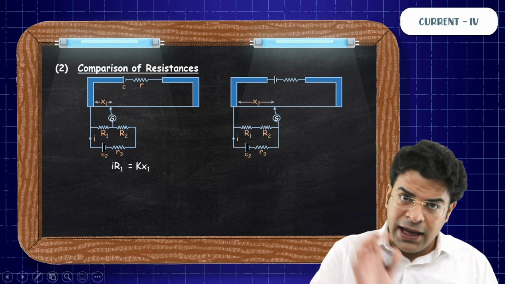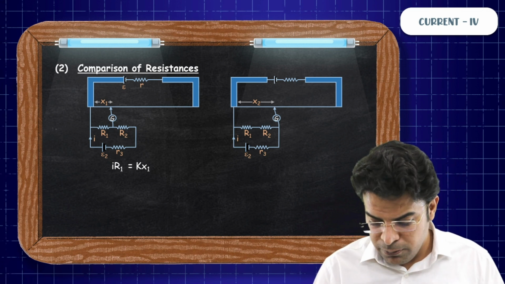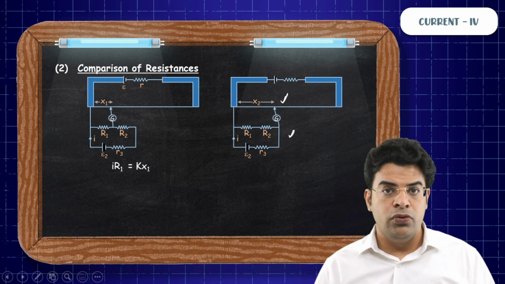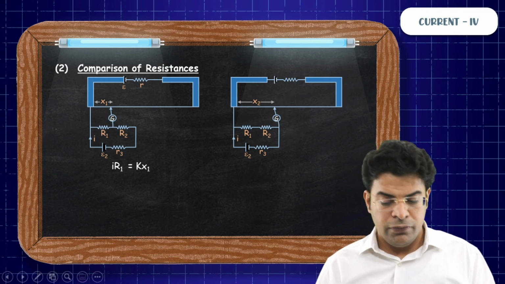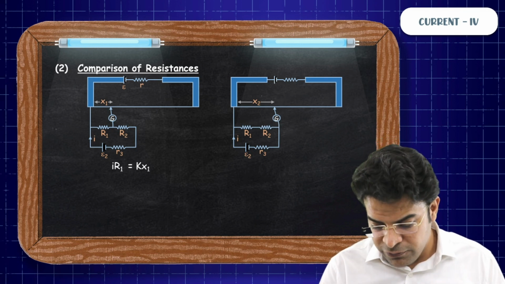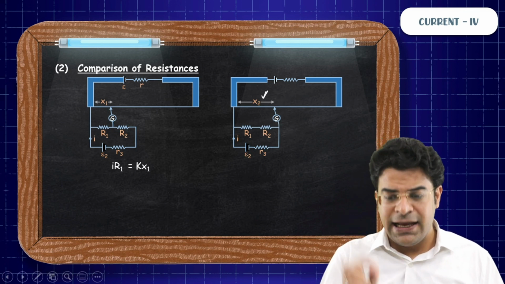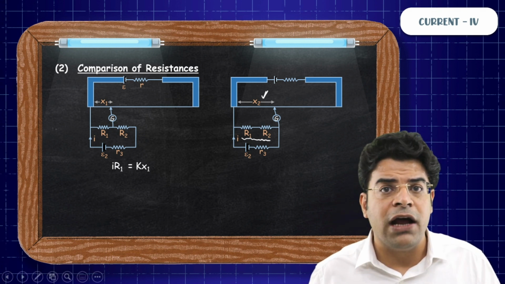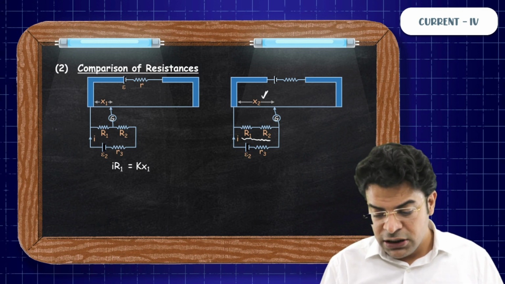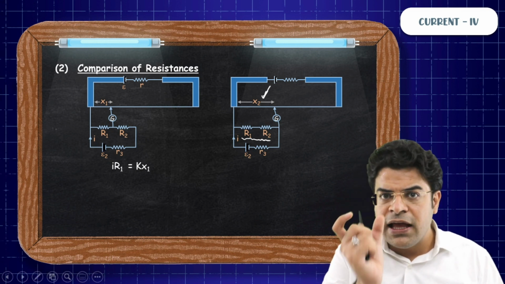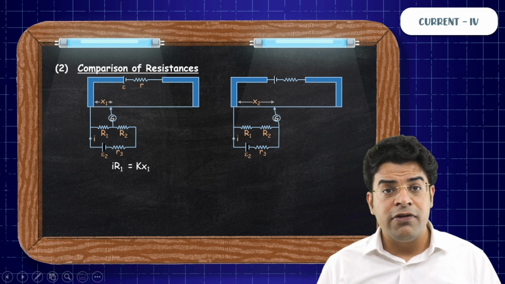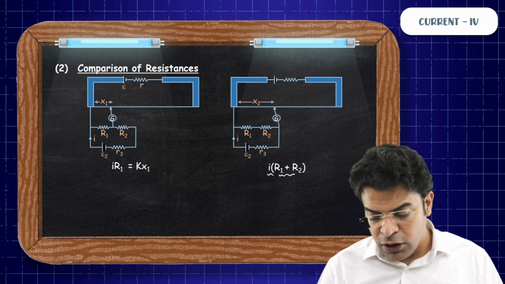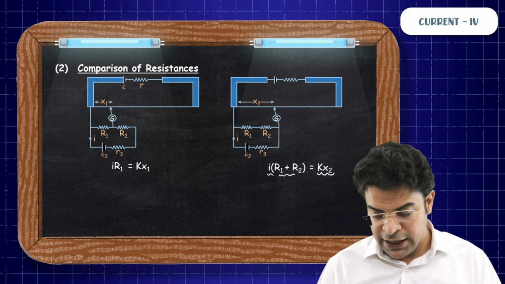Now you again connect the potentiometer wire with this secondary loop, but now this way. If I get the new balance length as x2, then the potential drop across this series combination of R1 and R2 has to be the same as the potential drop in a length x2 of the potentiometer wire. So you will write the second equation as I into (R1 plus R2) equals kx2.